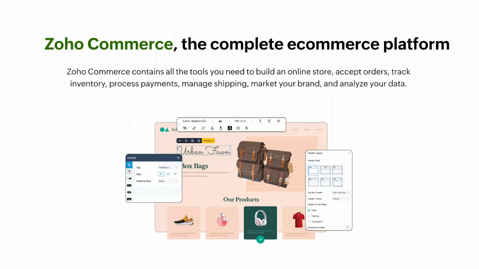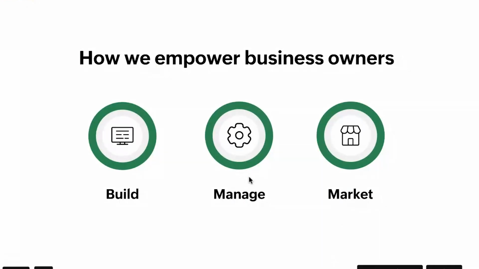Now, what we also have are a couple of integrations that we'll be talking about later on. You can look at it in three variants: build, manage, and market. You can create your Zoho Commerce store, the storefront, using our site builder. You have a couple of templates that you can choose from, and a lot of options using the visual builder to create the storefront of your choice.